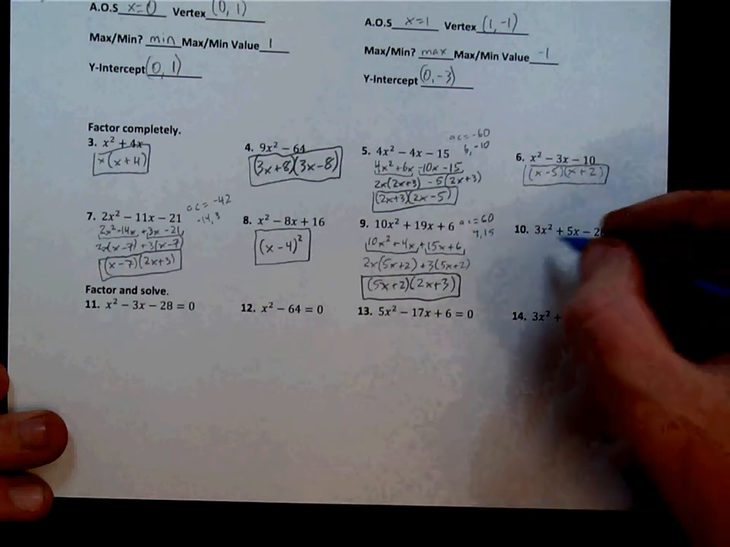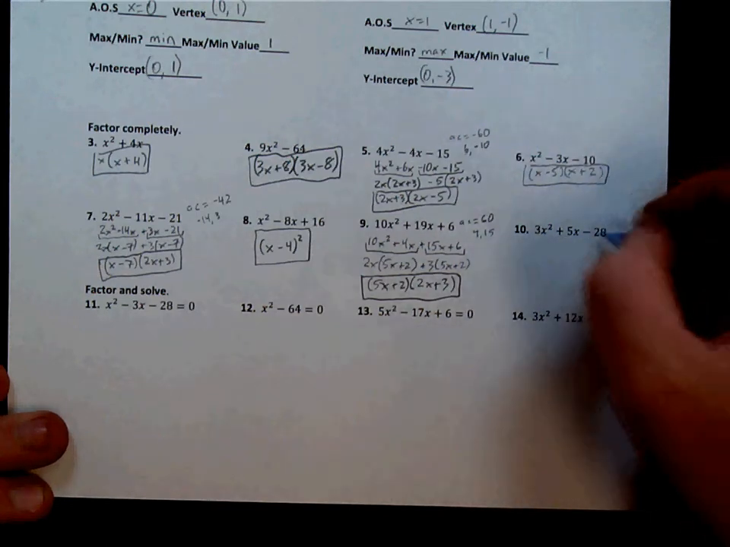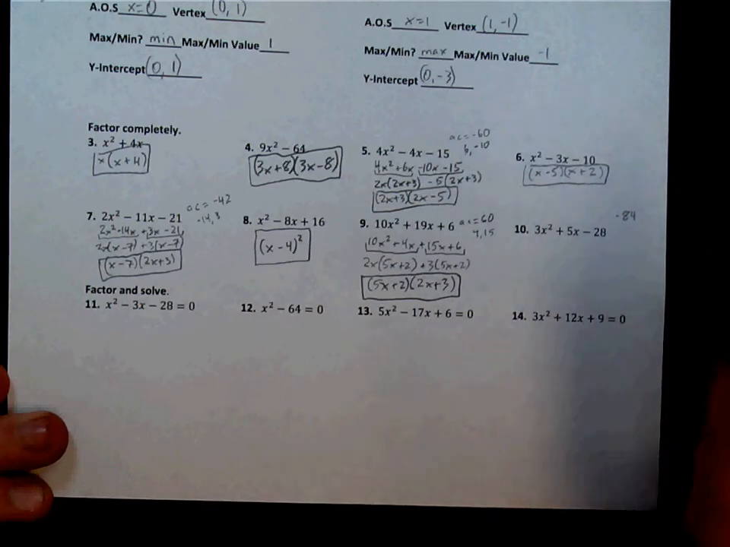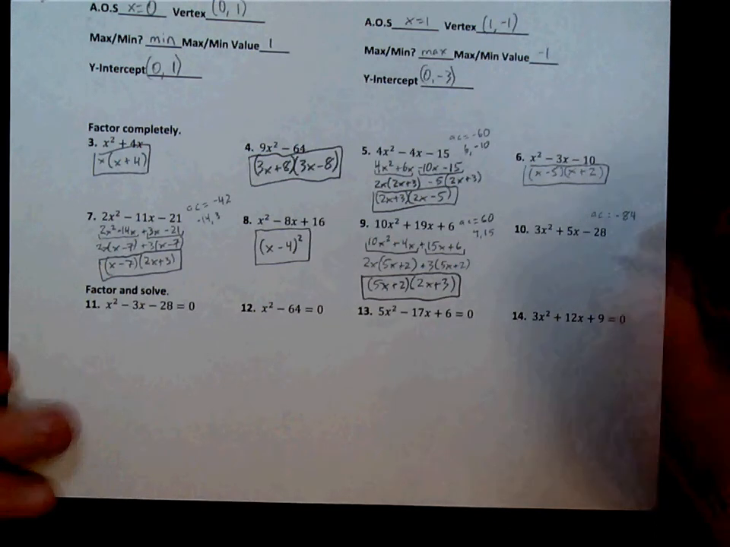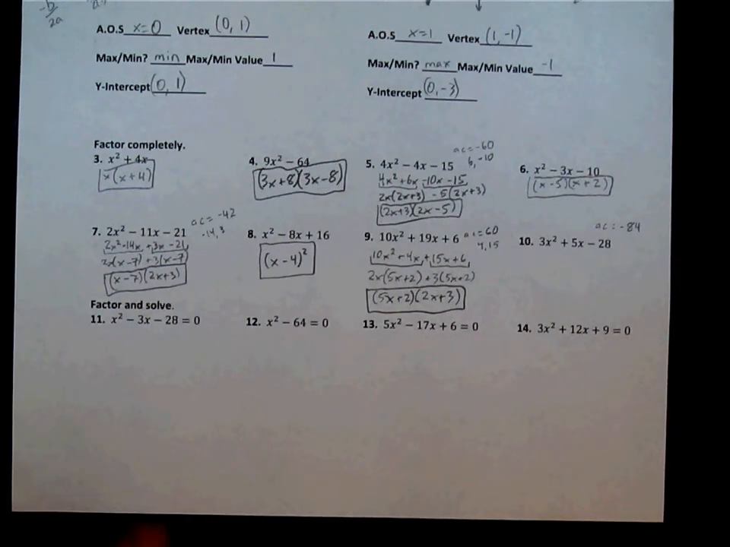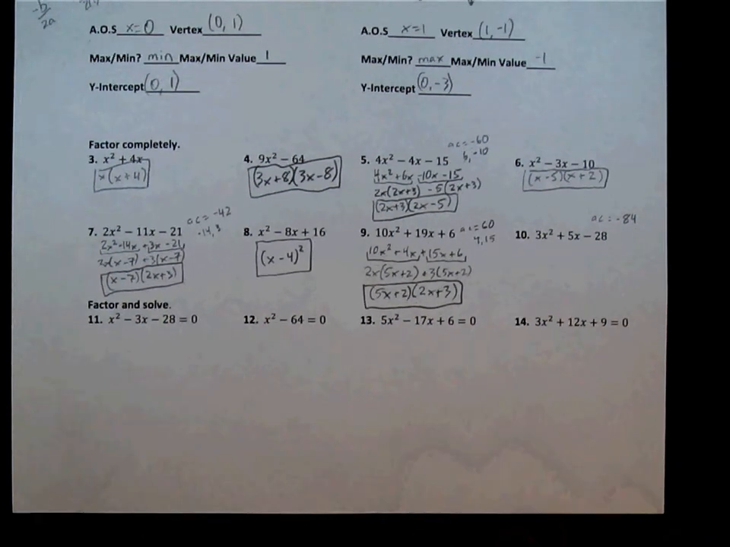Right, number 10, a times c, 3 times negative 28, negative 84. And I need to multiply it to positive 5. Let's see, trying to think through in my head what's going to work. 8.